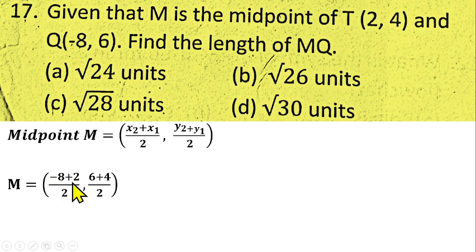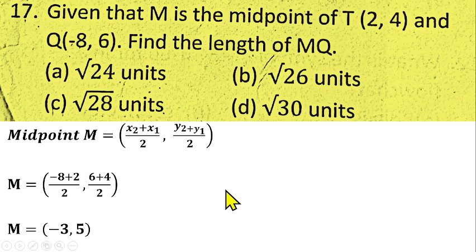So you have (-8 + 2)/2 and (6 + 4)/2. Simplify that: -8 plus 2 will give us -6 over 2, so that should give us -3. Then (6 + 4)/2 gives us 10 over 2, that gives us 5. So you have the midpoint to be (-3, 5).